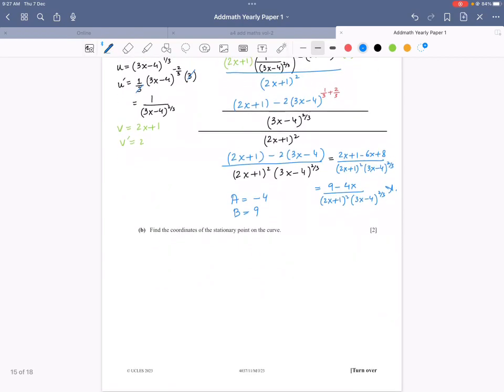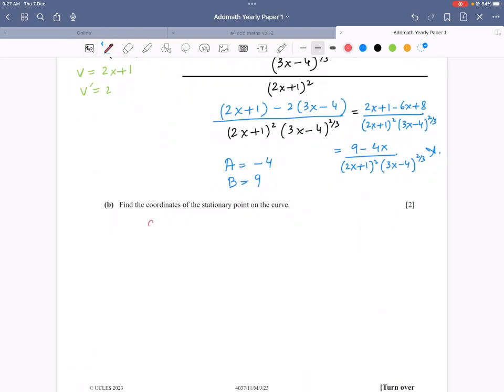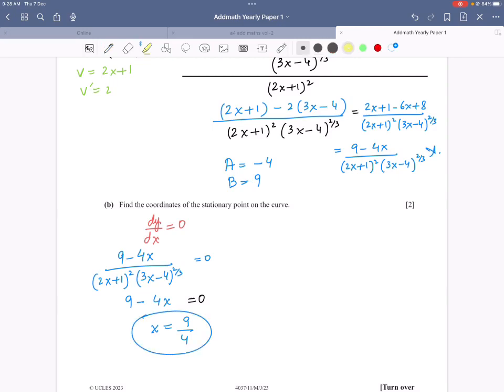Find the coordinates of the stationary point. For a stationary point, you must know the condition that dy over dx equals 0. So we have found the value for dy over dx. It's (9 minus 4x) divided by (2x plus 1) whole square times (3x minus 4) to the power 2 upon 3, equal to 0. When you shift the denominator to the right side, it will multiply with 0, and 0 multiplied by anything is 0. On the left side, it's 9 minus 4x. You can simplify for the value of x. So x is equal to 9 over 4. This is the x coordinate. The question says the coordinates, which means we need to find the y value as well.